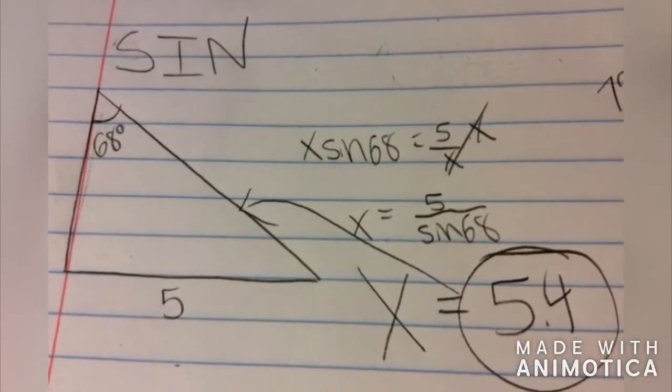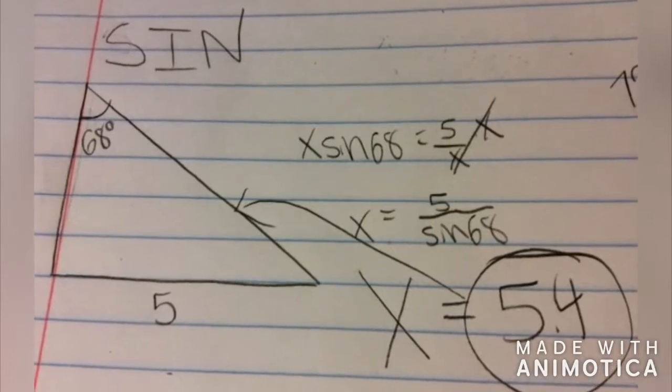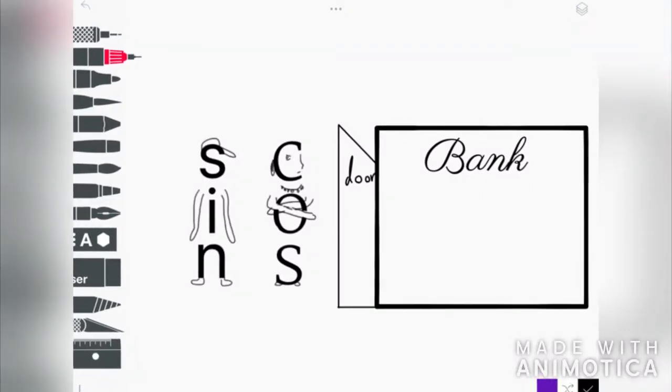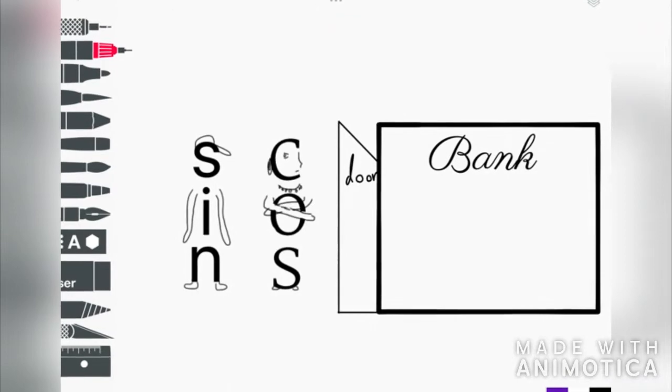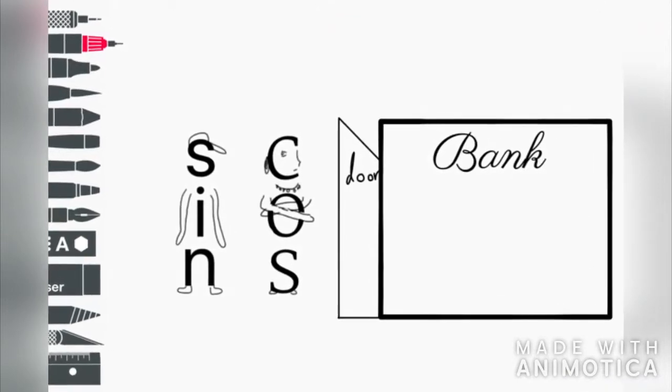Here's a joke. Why did sine and cosine go to the bank together? Because they wanted to open a new bank account in which sine was the signer and cosine was the cosigner. Haha.